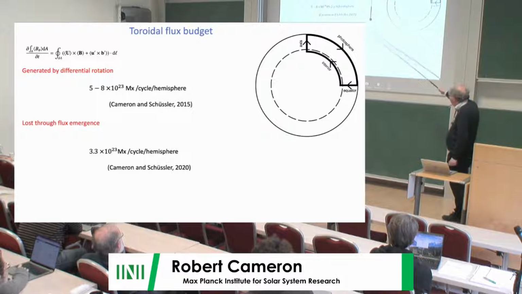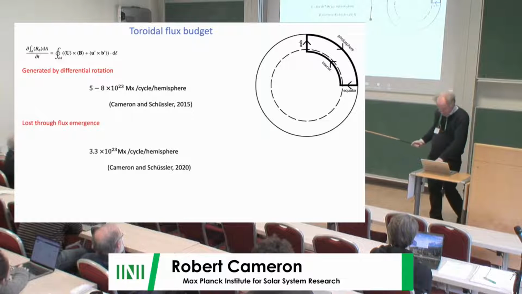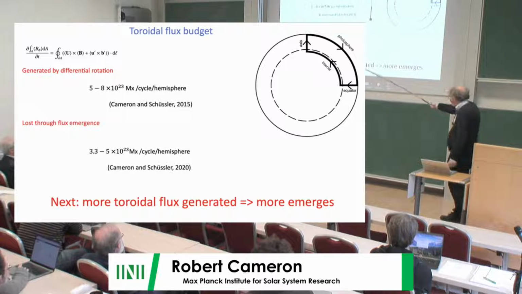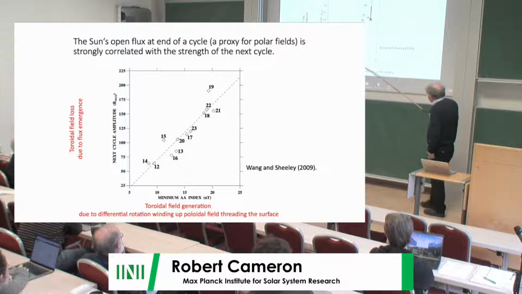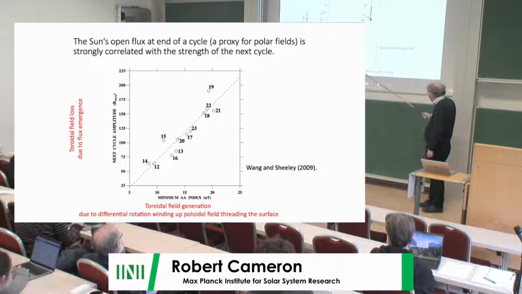So we generate this, we lose this. Okay, and what's more, if we generate more toroidal field, we lose more. And that's shown in this plot by Wang and Sheeley. So here they compare the minimum aa index. So this is a geomagnetic measurement of essentially fluctuations in the magnetic field of the Earth.